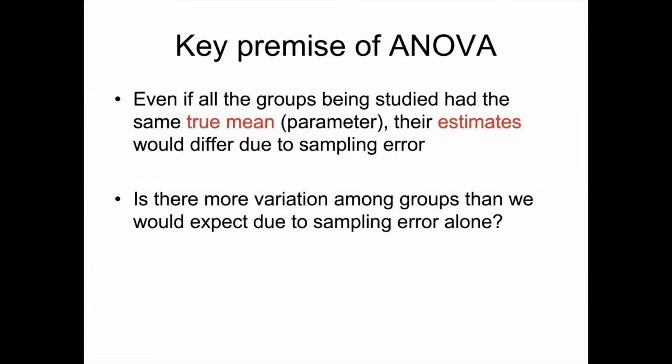Now, the key premise of an ANOVA then is that even when the null hypothesis is true and all of the populations have the same true mean, their estimates are going to differ from one another to some extent just due to sampling error. And so what we're interested in assessing then is whether there's more variation among groups than we would expect to see just due to sampling error alone.